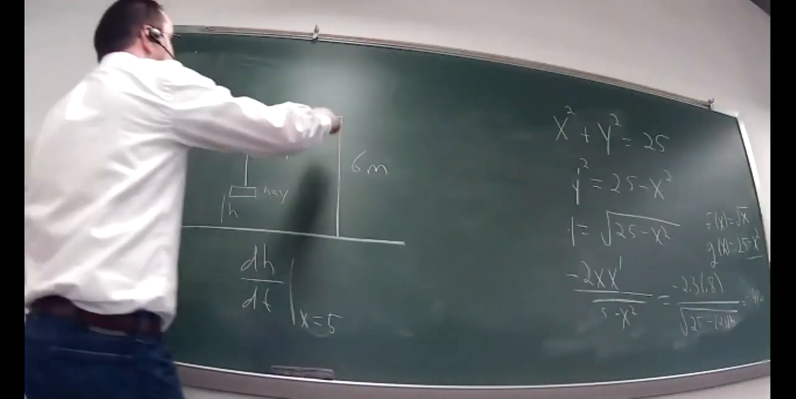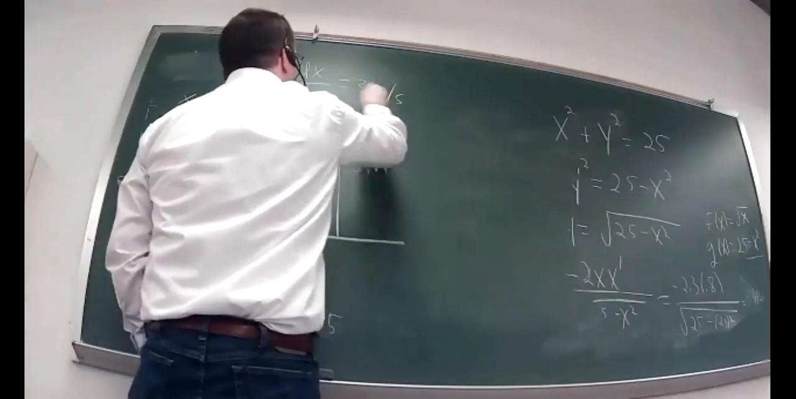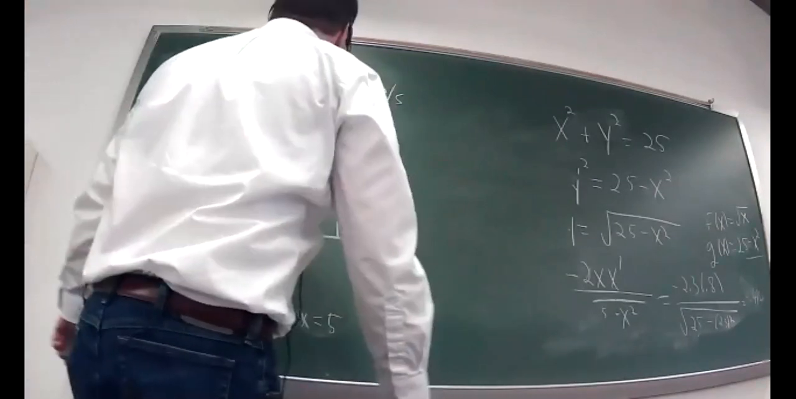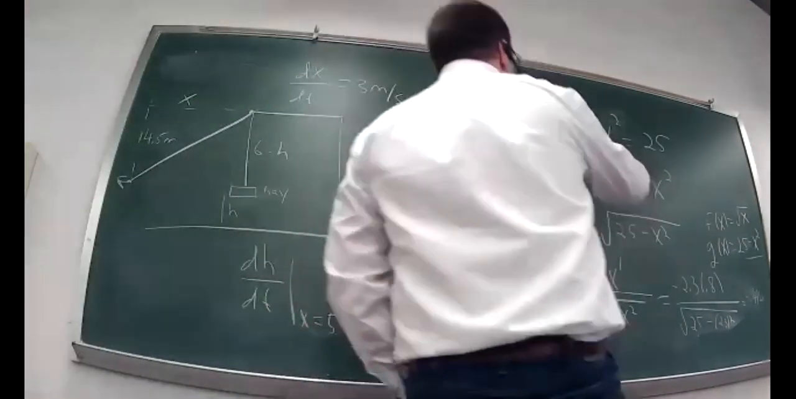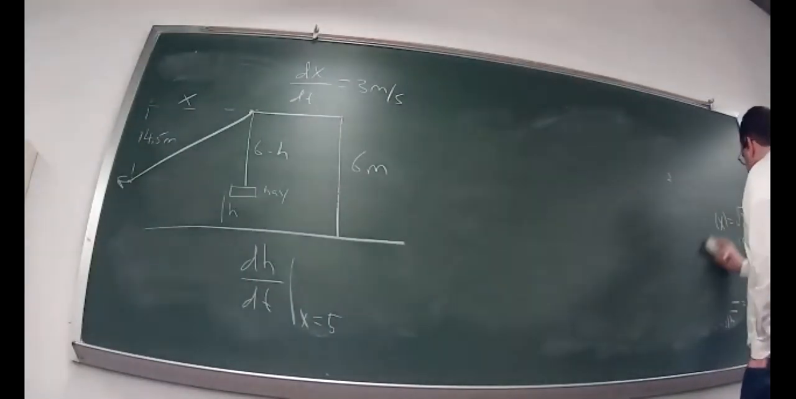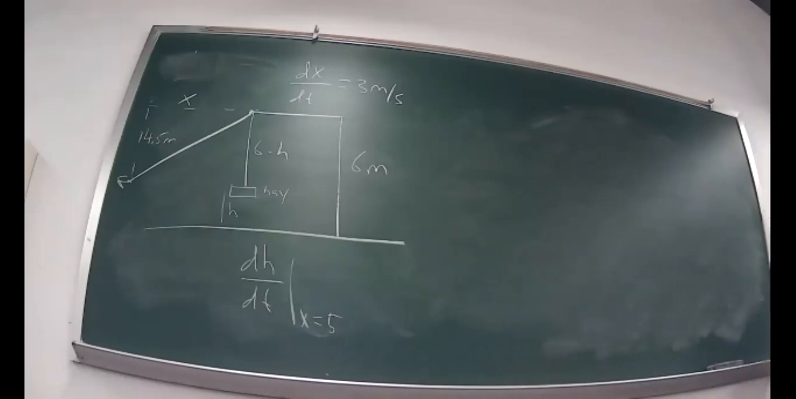And you're also given that the rate of change of x with respect to t is 3 meters per second. So you're given the rate of change of x, and you're trying to find the rate of change of h. So you need an equation that relates together h and x.